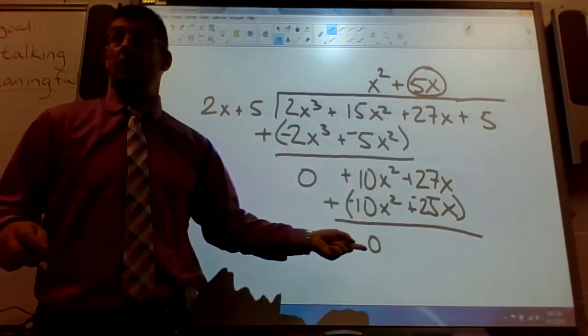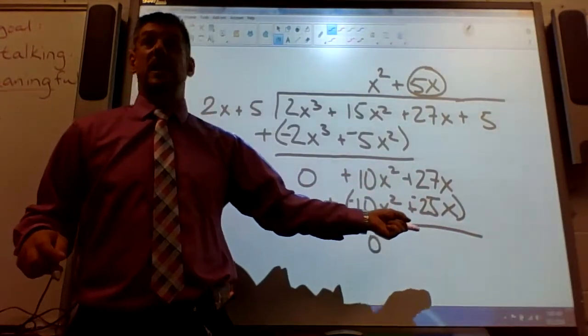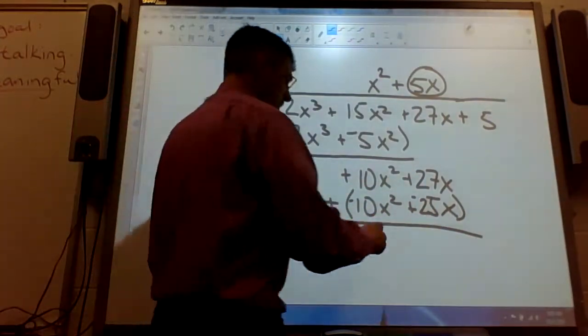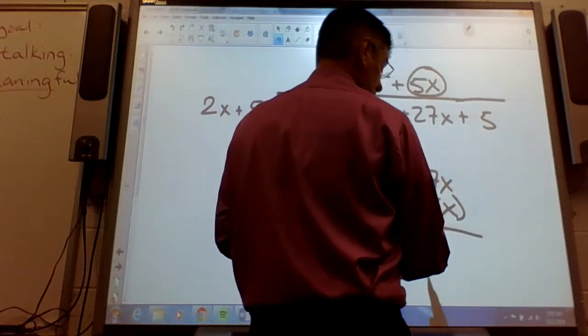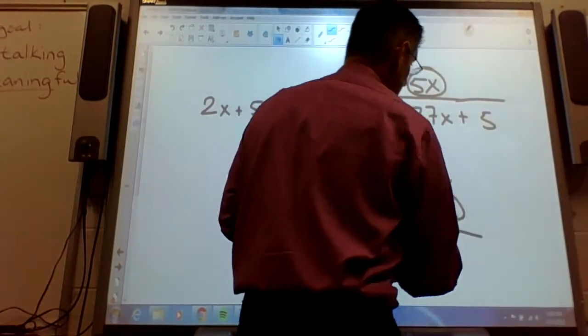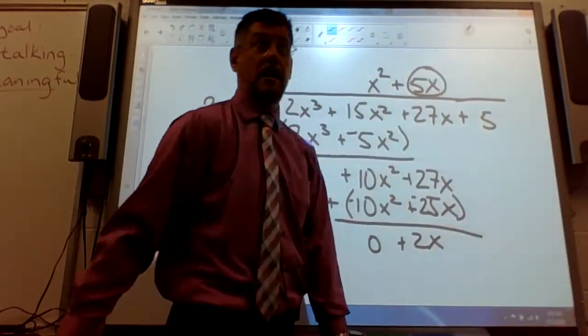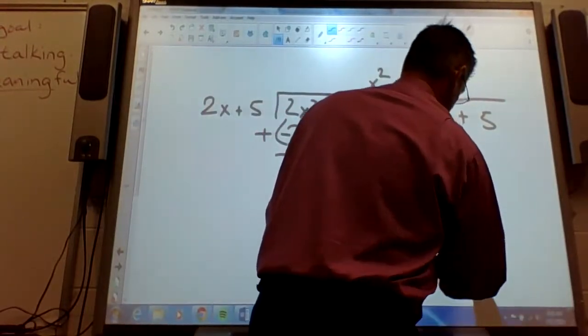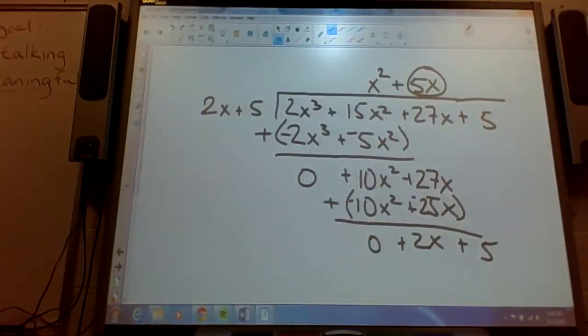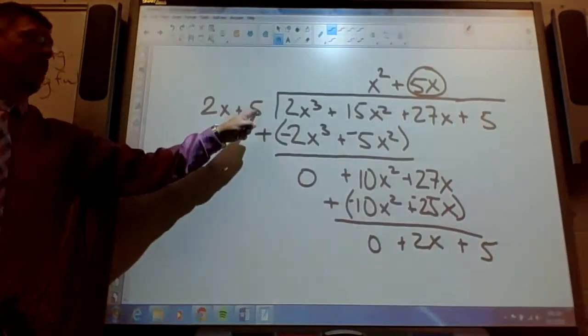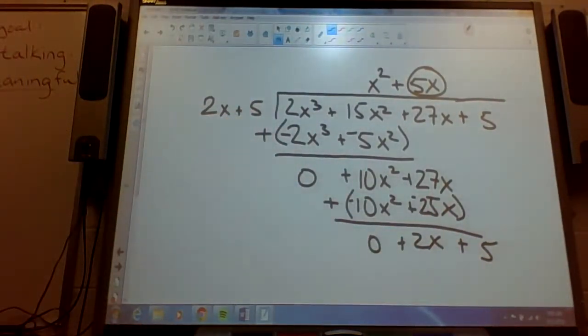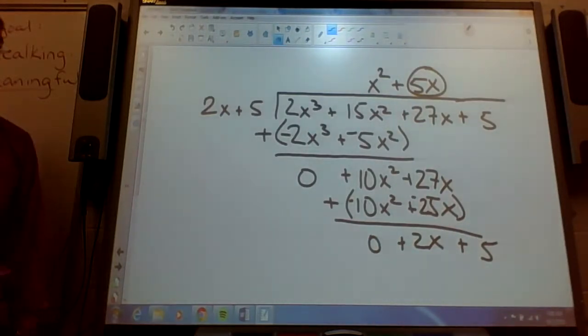Now, 10x squared minus 10x squared, 0. 27x minus 25x, I heard it. Positive or negative? Positive 2x. And I'm carrying down the 5. And that's a plus 5, right? Now, I got 2x plus 5. Forget about the 5 here, and forget about the 5 here. It's not going to make sense right now, but trust me. Forget about the 5 right now.